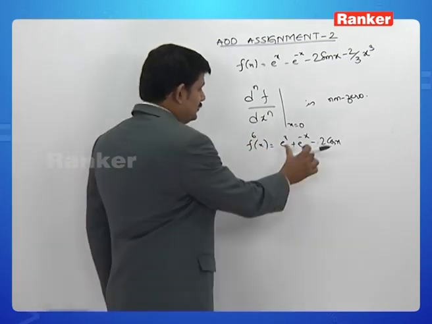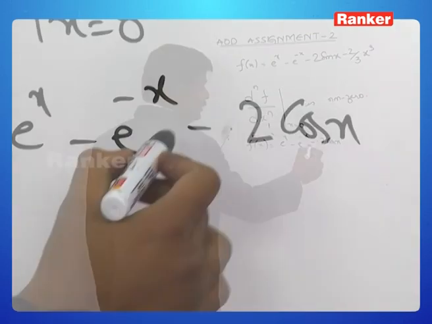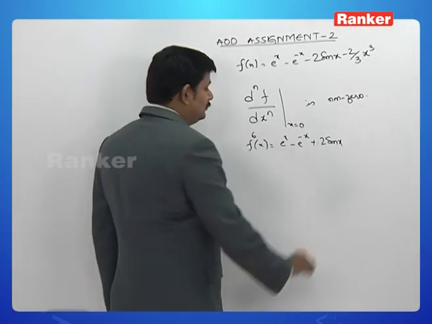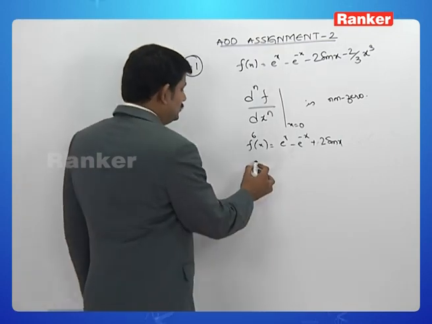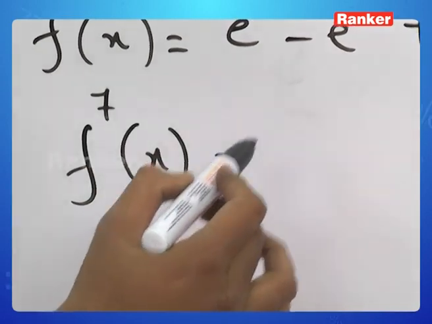e power x minus e power minus x plus 2 sin x at x equal to 0. This is again 0. So, let us look at the seventh derivative of f.